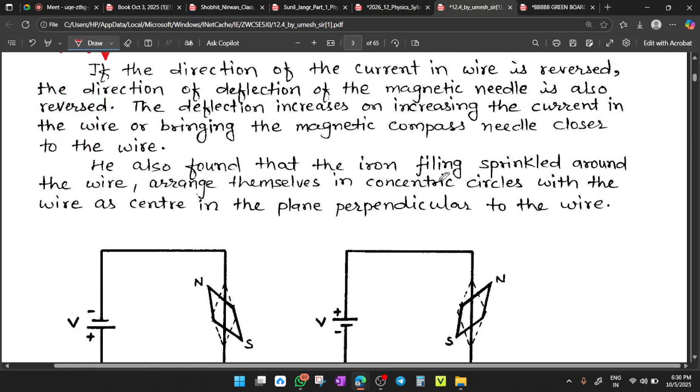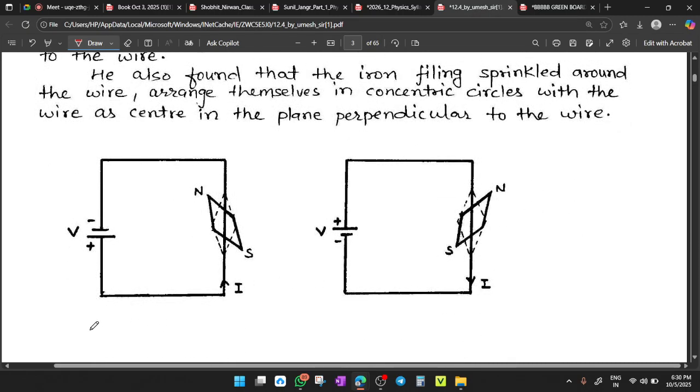He also found that iron filings sprinkled around the wire arrange themselves in the form of concentric circles with the wire as the center, in the plane perpendicular to the wire. Here is the practical demonstration. Look here. Previously the North Pole was here. Initially, try to understand, the needle was in this direction. Yes. This dotted line represents the initial state of the needle before flowing the current.